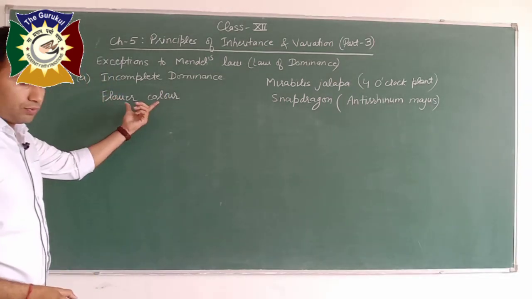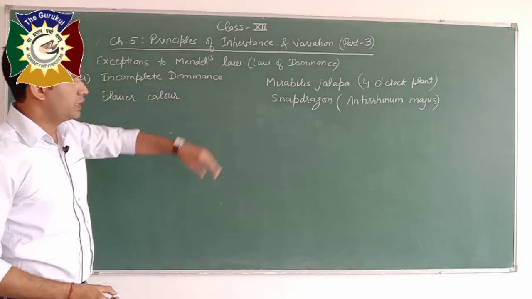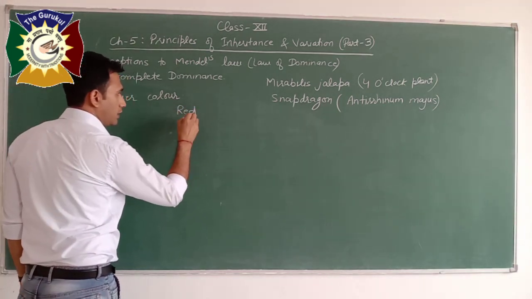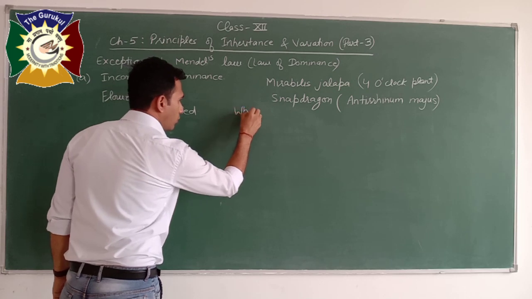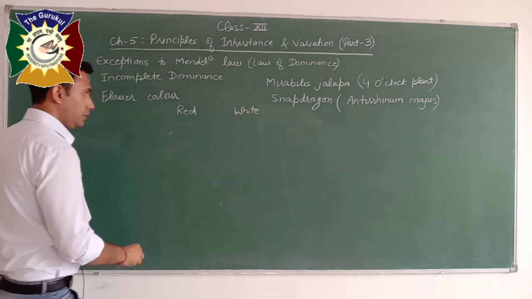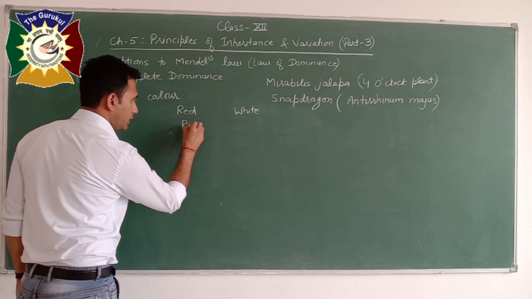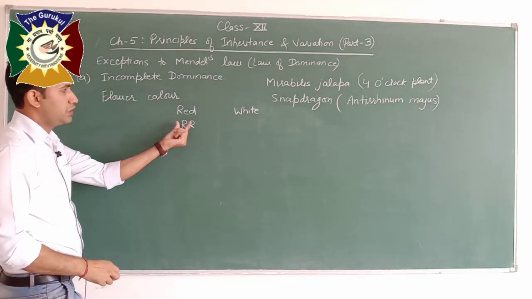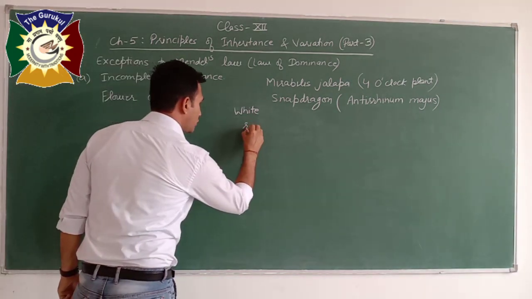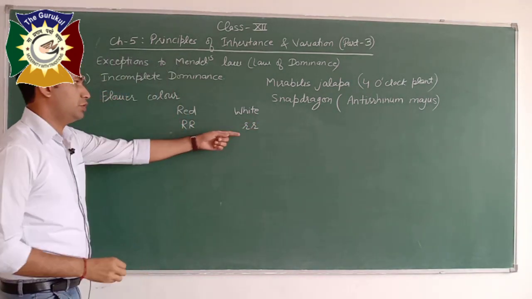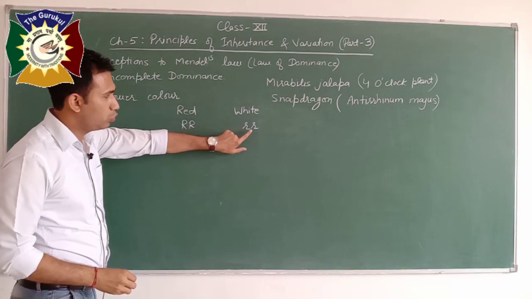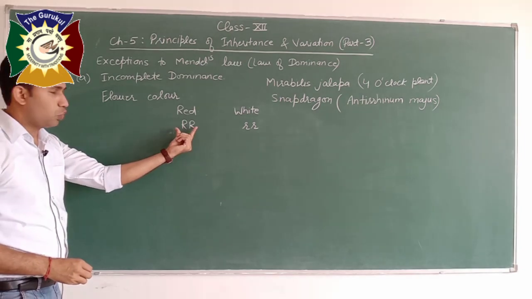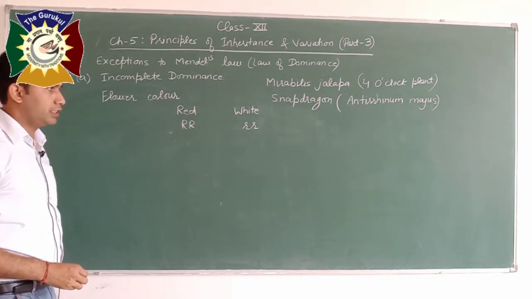So rather than following the complete Mendel law of dominance, there are 2 colors, red and white. Red color is denoted by 2 alleles which are capital, because it is the dominant one, and small r is to denote white color. So these are again 2 alleles, homozygous or pure, for red color.